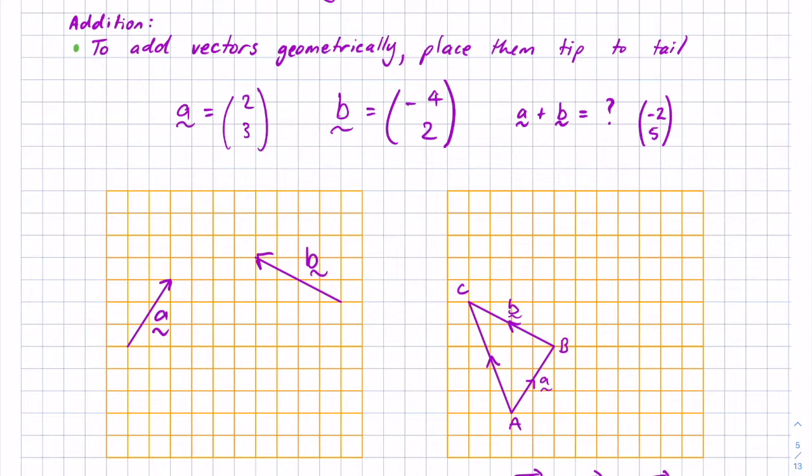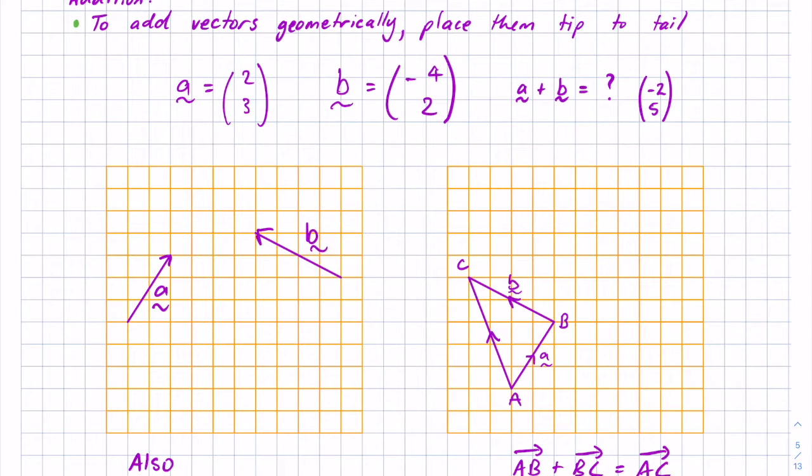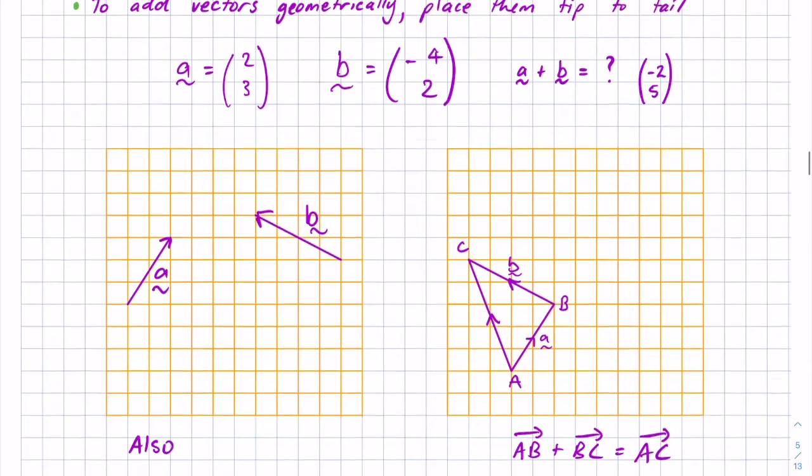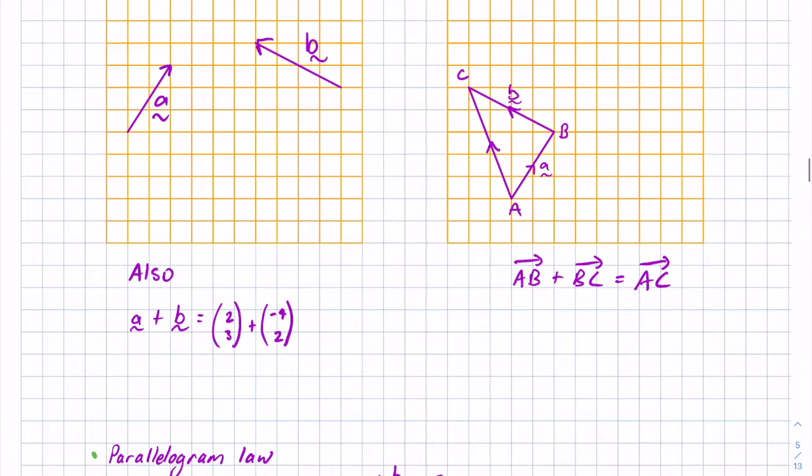Now we can also add them numerically rather than geometrically. So if we go vector A plus vector B, that's (2, 3) plus (-4, 2), it's just straight addition across. So 2 plus -4 and 3 plus 2. That gives us (-2, 5).